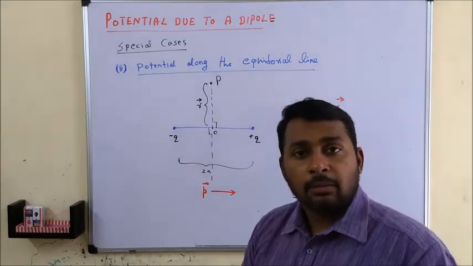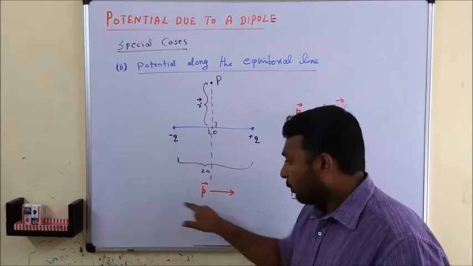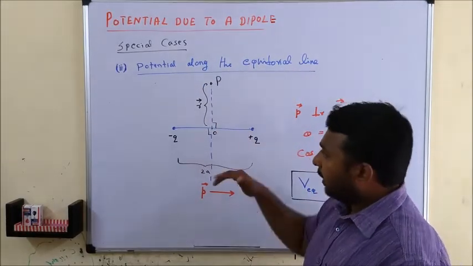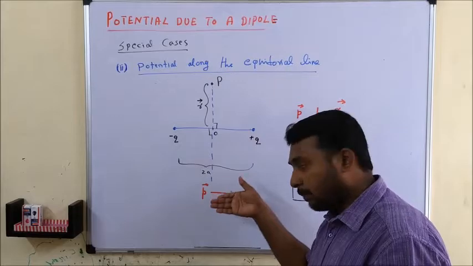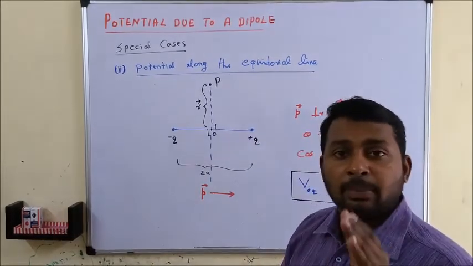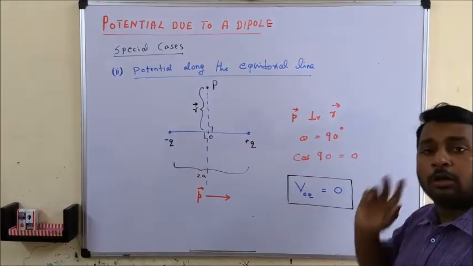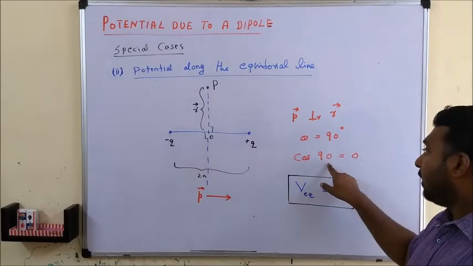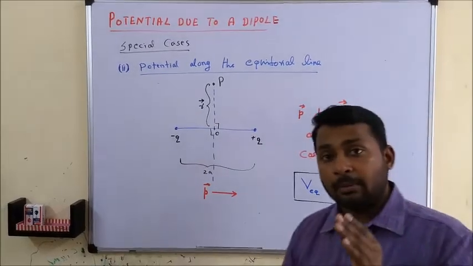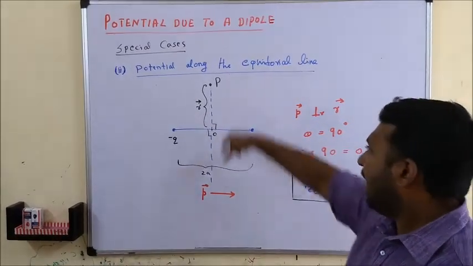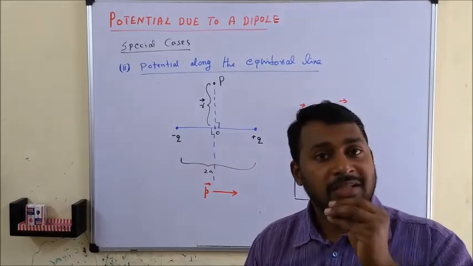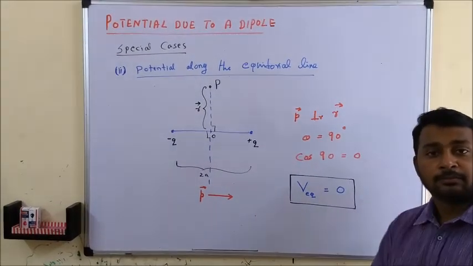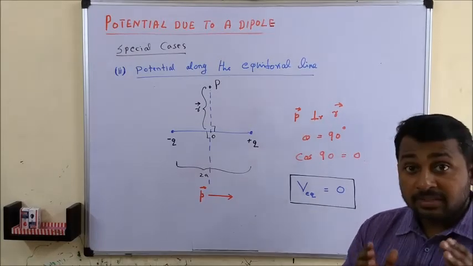Now see what is the angle between the dipole moment and the position vector. Whether it is on the top of the dipole or the bottom, they are perpendicular. p is perpendicular to the position vector, theta is 90 degrees and cos 90 is 0. And hence you know what will happen. The net potential anywhere along the equatorial line is 0. I hope it is very clear to you.